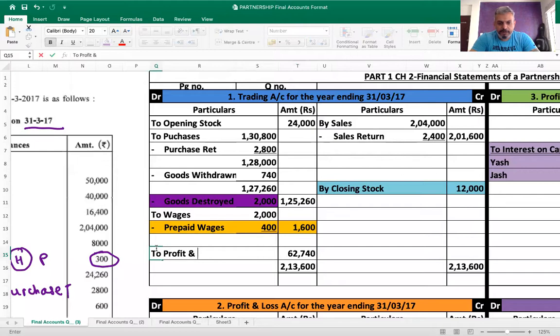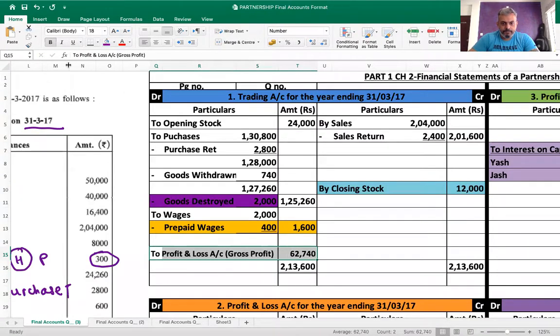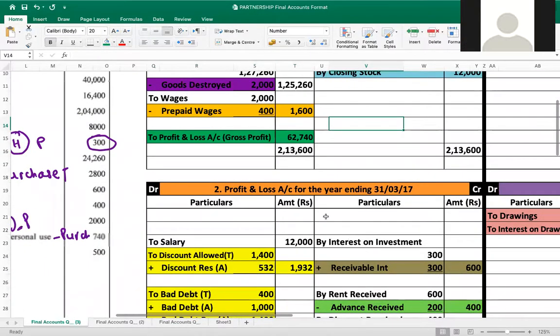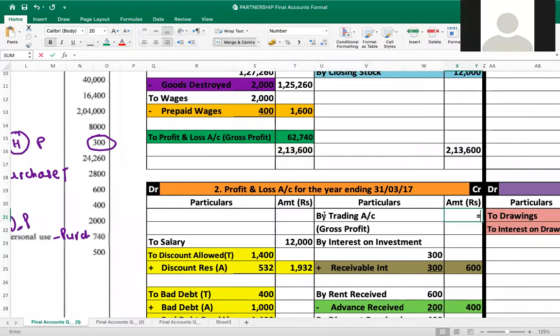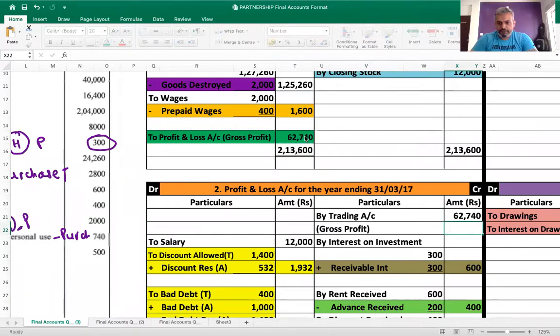So to profit and loss account, gross profit. We transfer it by trading account. Bracket में gross profit, 62740.